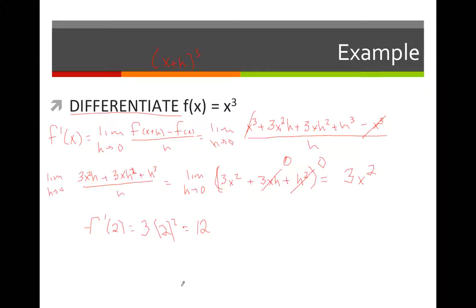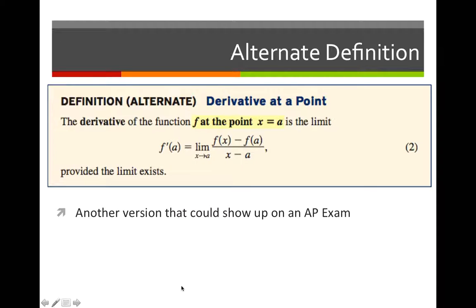All right, so that's using the most commonly used definition of the derivative. Now, there's a second one that I need you to be familiar with, but probably won't use quite as often, except for maybe on an AP test where they might ask you a question about it. This is the alternate definition.